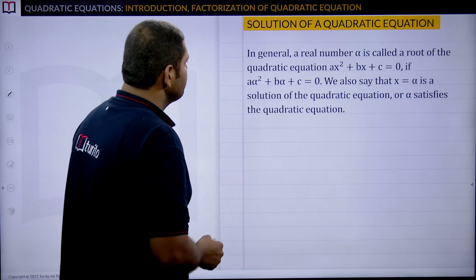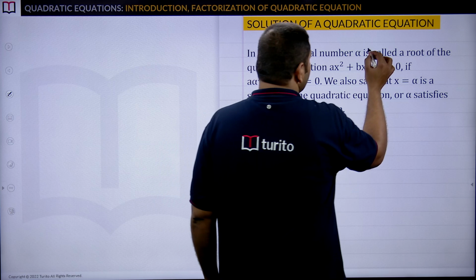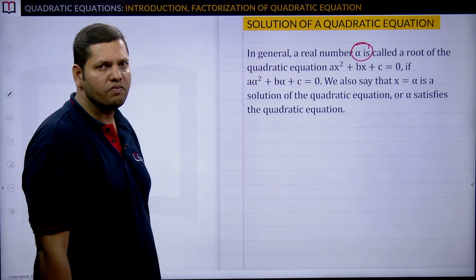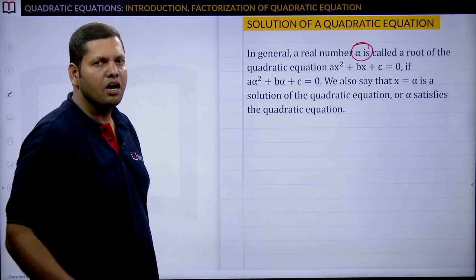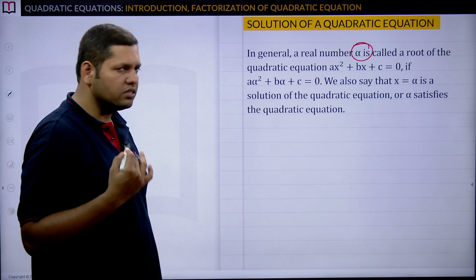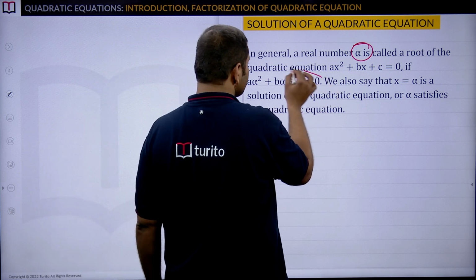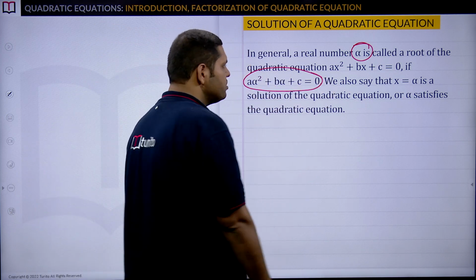Now, children, look here. Suppose alpha is a root of the quadratic equation, children. You think that alpha is a number, a real number. So if alpha is a root of the quadratic equation, then what can we say, children? So a alpha square plus b alpha plus c is equal to 0.